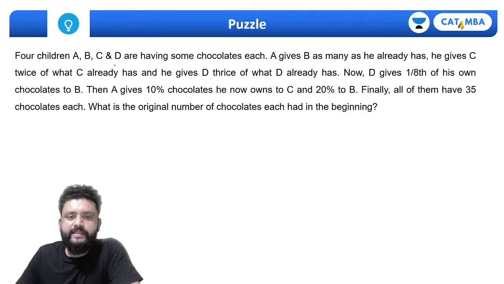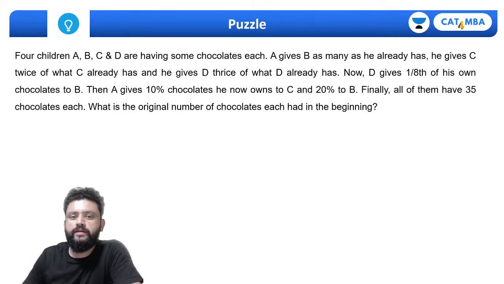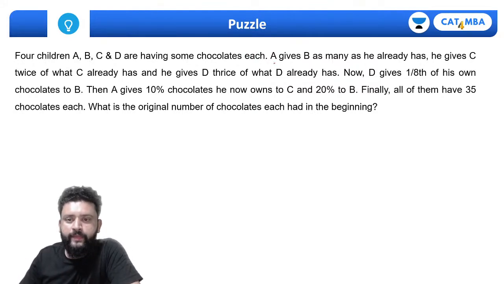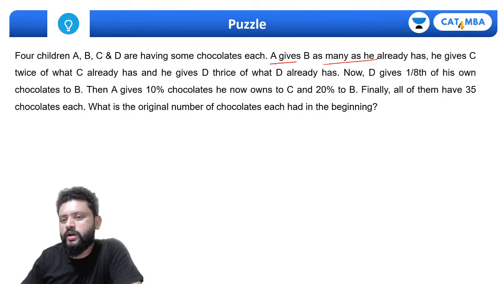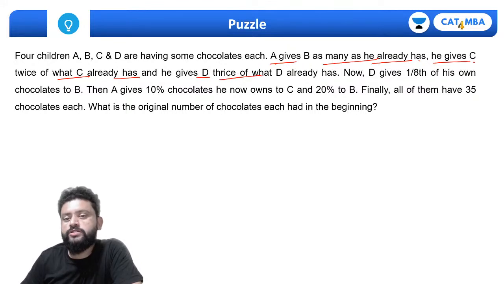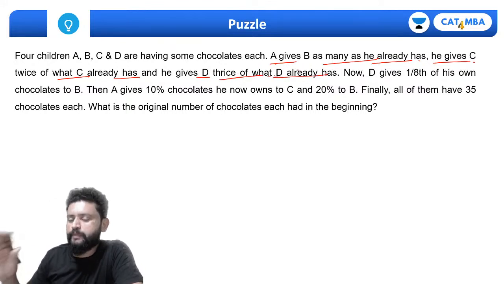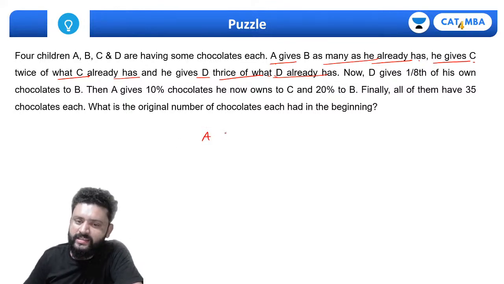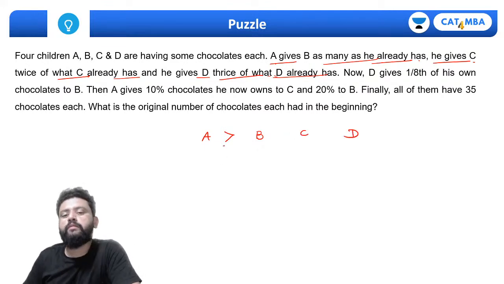So 4 children A, B, C, D are having some chocolates each. We don't know the number of chocolates, and it's not necessary that everyone has an equal number of chocolates. So A gives B as many chocolates as he already has. He gives C twice of what C already has. He gives D thrice of what D already has. That simply means A must have the highest number of chocolates amongst these 4.